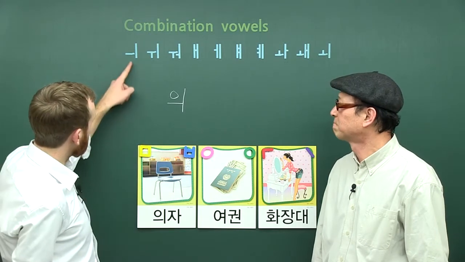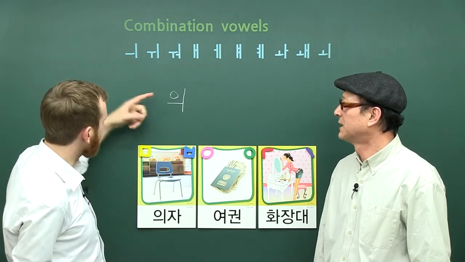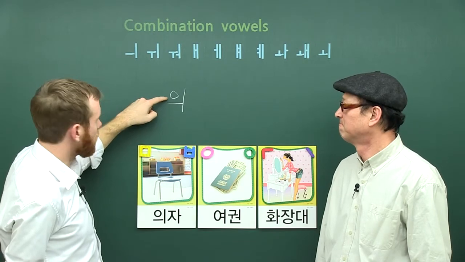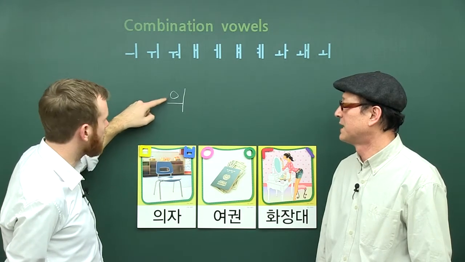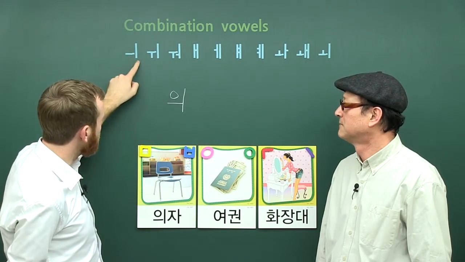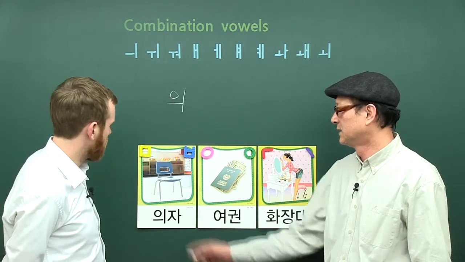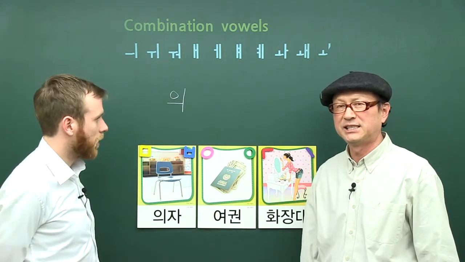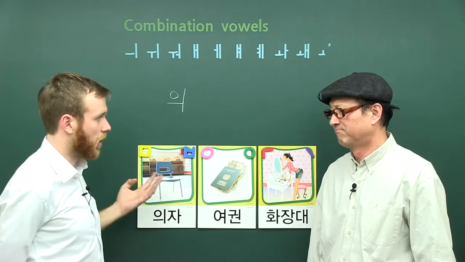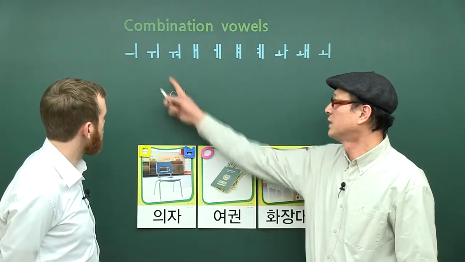So that's our first example up here. Again, we need the consonant to make a character, to make a syllable. So it becomes 의. 의자. So chair in Korean is 의자.